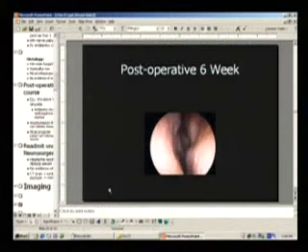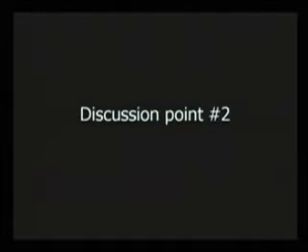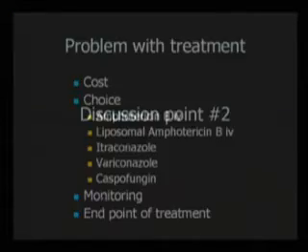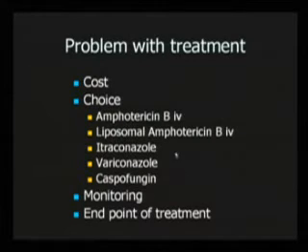So at this stage, our problem is with treatment. The discussion point number 2 is, how are we going to treat this patient? We have consulted the microbiologist as well as the physician from the infectious control team in our hospital. We have discussed a few possibilities. Amphotericin B is the classical treatment, the least costly, but with a lot of side effects. If we cannot do that, we can choose other alternatives, but all these alternatives are very expensive.